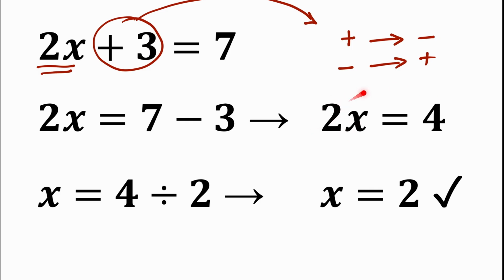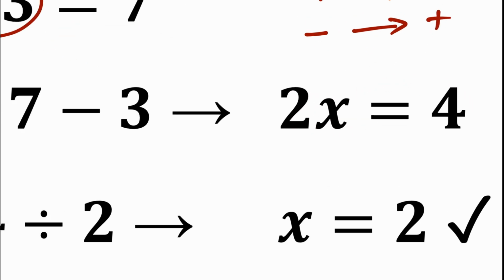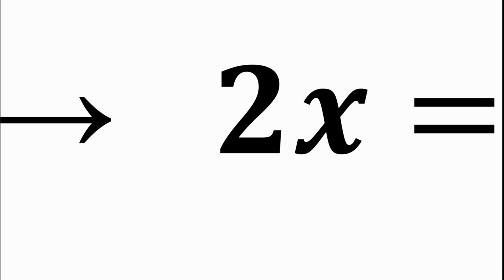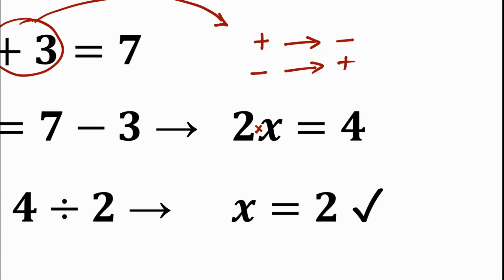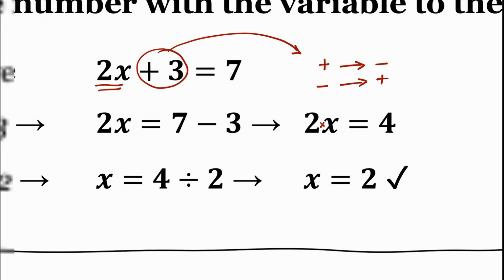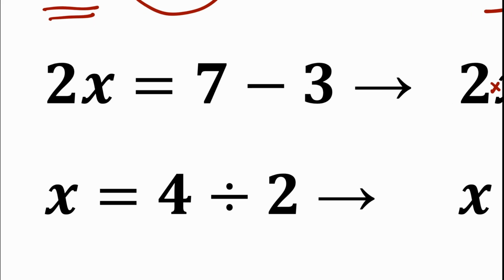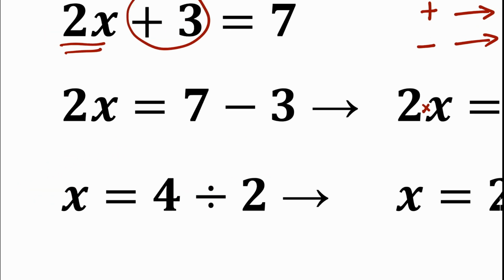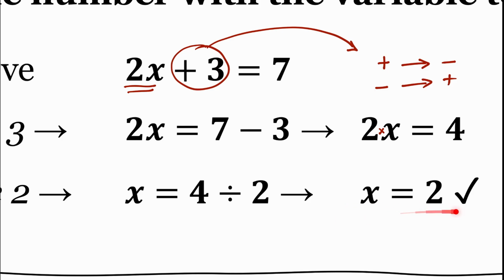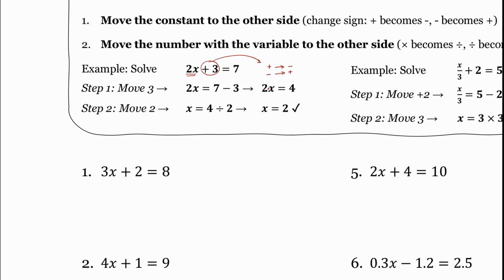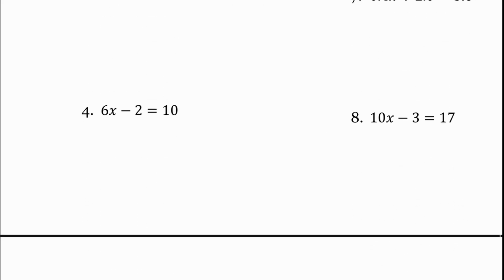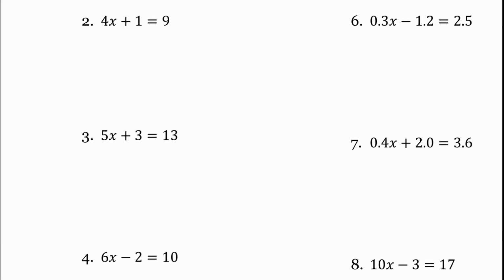So you have to move the 2 to the right hand side. Remember, 2x means 2 times x. So you're moving the 2 to the right hand side, and this multiplication becomes division. You can see that step over here: x equals 4 divided by 2. That 2 is coming over here, and the multiplication sign becomes division. So 4 divided by 2 is 2. That's it. I'll solve one more question from this section for your better understanding.